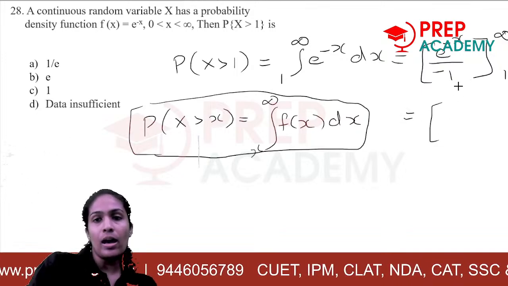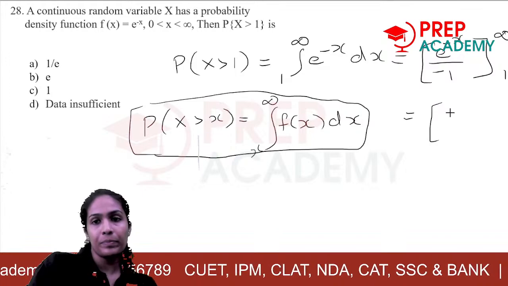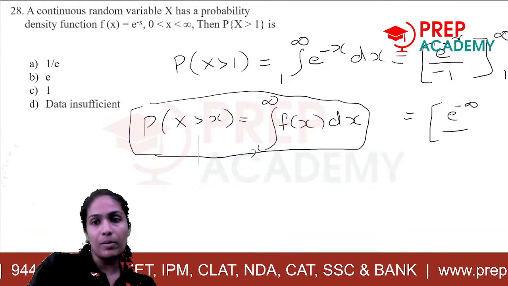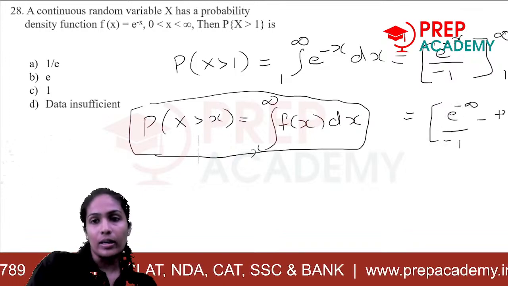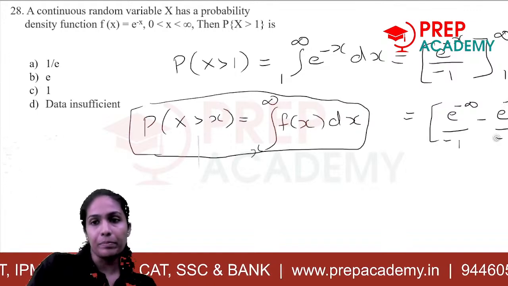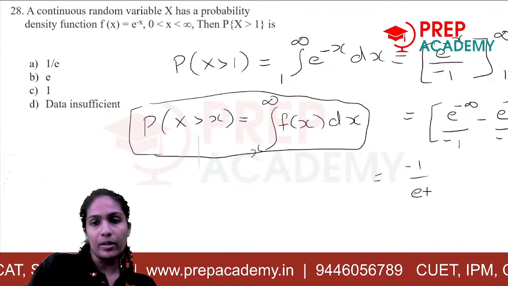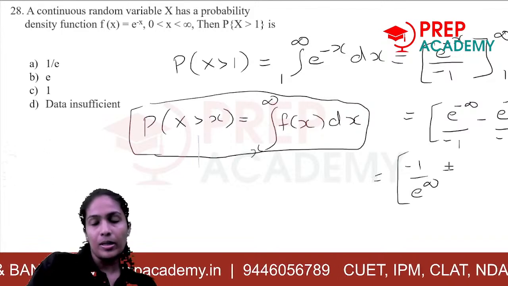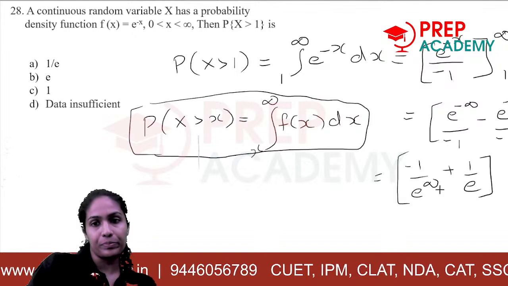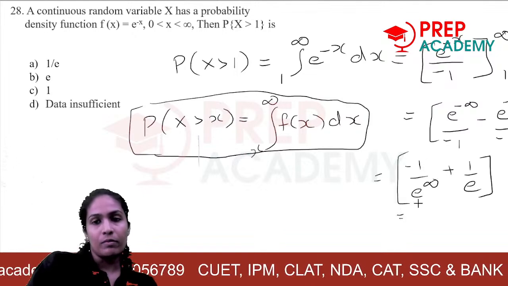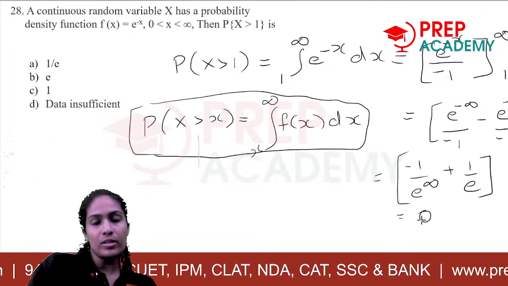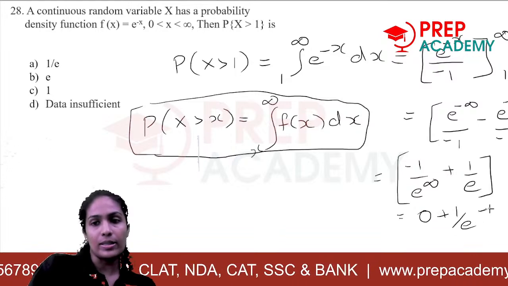So now apply the upper limit and lower limit. e raised to minus infinity by minus 1, minus e raised to minus 1 by minus 1, is equal to minus 1 by e raised to infinity plus 1 by e. 1 by e raised to infinity is 0, plus 1 by e. So the answer is 1 by e.